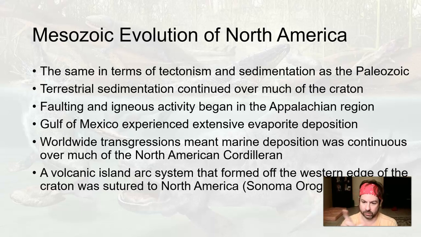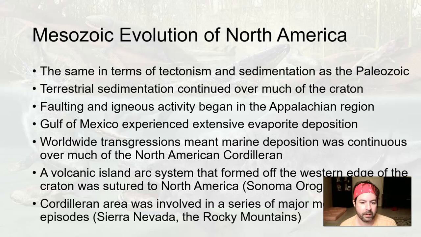Volcanic island arcs were added on to the western edge of North America, creating on those volcanic arcs and terranes to cause uplift and mountain creation, as in the Sonoma orogeny. And then the Cordilleran area was involved again in a series of major mountain building episodes, and the mountains that we now know that occurred during this time would be things like the Sierra Nevada mountains in eastern California and the modern day Rocky Mountains.